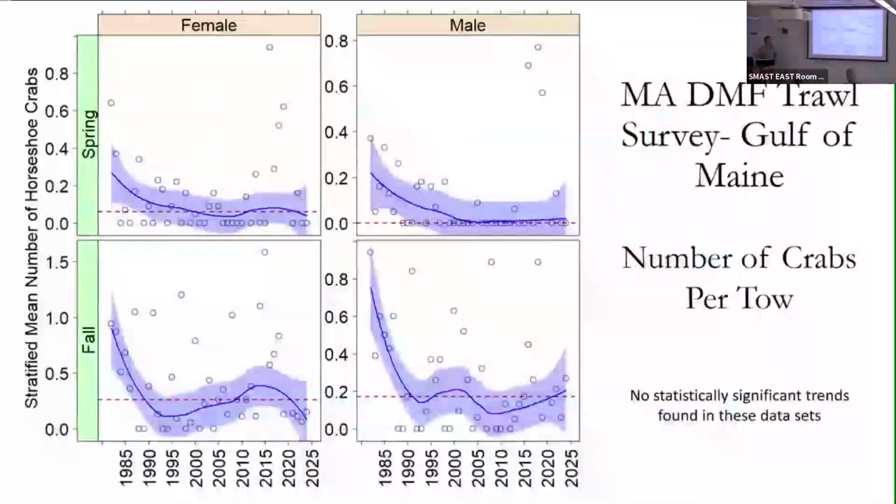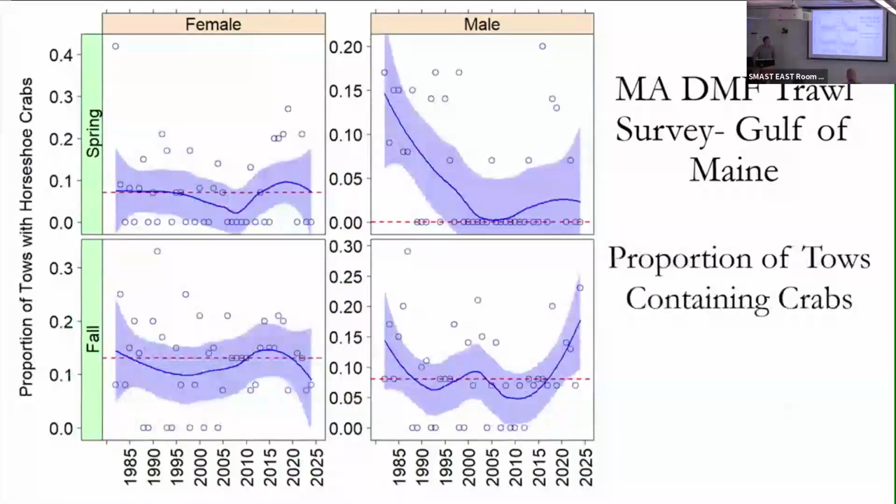So this is looking at the survey trends for the Gulf of Maine area, where there isn't much harvest. This is number of crabs per tow. There's no statistically significant trends in this region. You can see in the spring survey, a lot of zeros there. They don't catch many crabs in the spring season. In the fall, it's come down a little bit. If you came here a couple of years ago, you saw this trend coming up, but now with these data points down here, it's coming back down below the time series median.